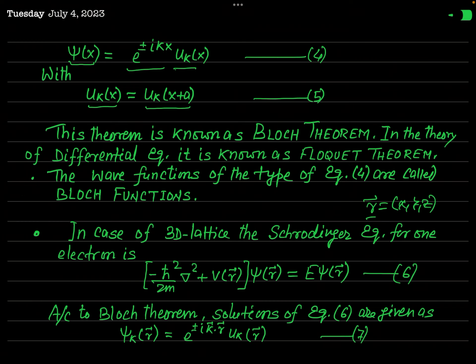In the theory of differential equations, such a result is also known as Floquet's theorem, and Bloch's theorem is its form in accordance with the theory of differential equation. And the functions defined in this equation 4 are actually called Bloch functions. So you can say that Bloch functions are simply the solutions of the Schrodinger equation for a single electron moving in a periodically varying field, periodically varying potential.